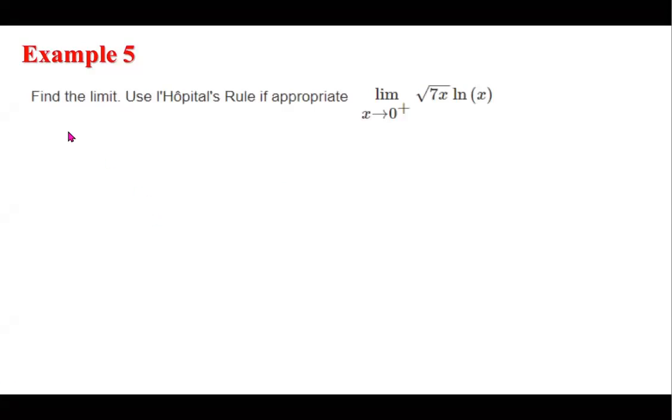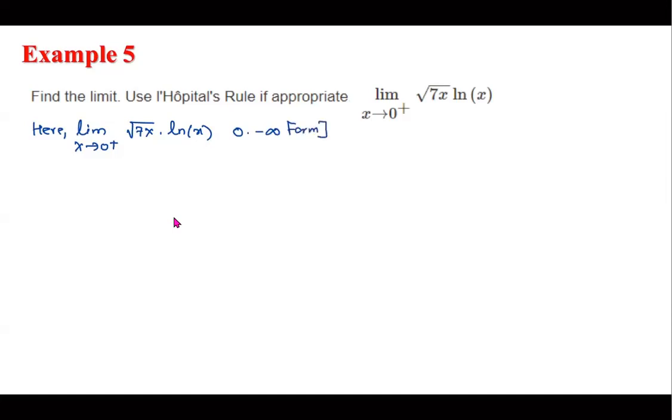Example 5 here. Okay, find the limit. Use L'Hopital's rule if appropriate. So if you look at this function, let's see what we have. Here we have the limit as x approaches 0 from the right of square root of 7x multiplied by natural log x. When x approaches 0, the first function becomes 0, multiplied by, when x approaches 0 from the right, log x goes to negative infinity. So this is 0 times negative infinity.